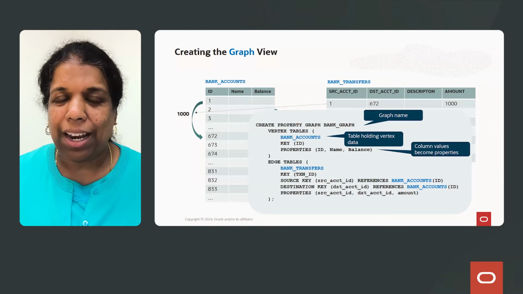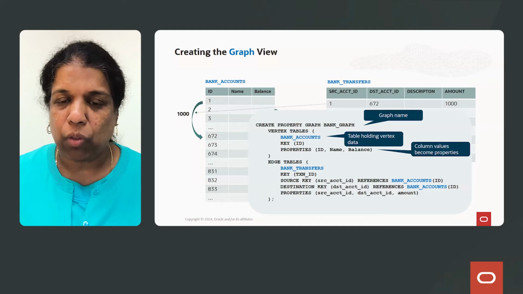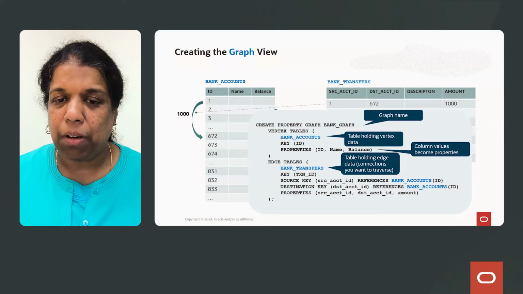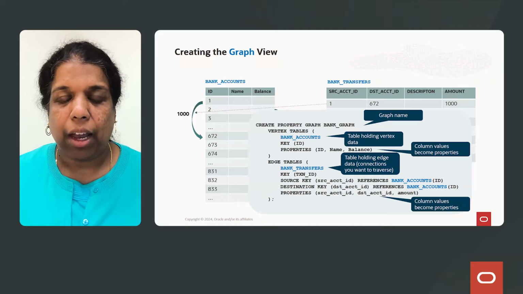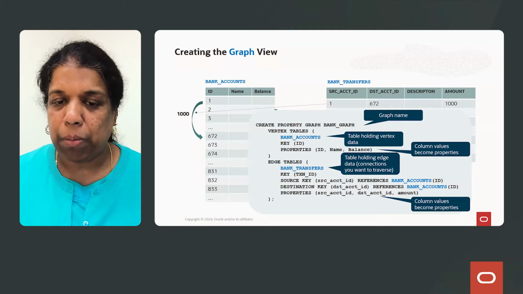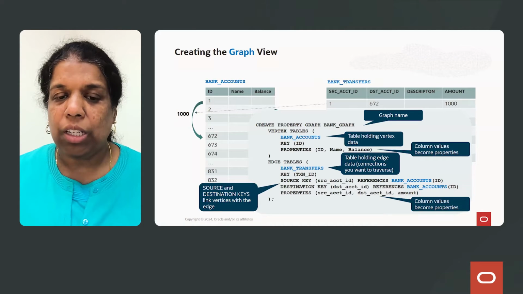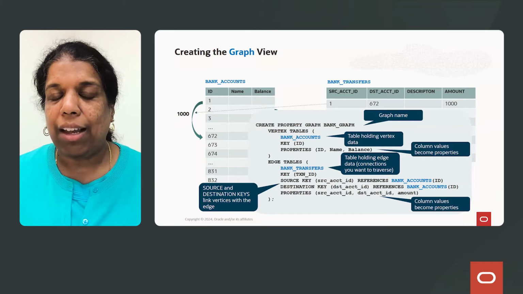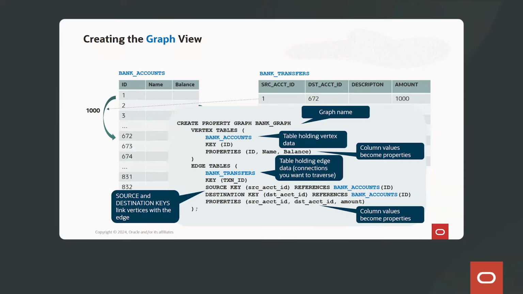So every node and edge in your graph can have properties, and the properties come from the column values for the nodes and the edges. So we've identified that as the vertex table, and then we identify the edge table containing the information of how data is connected. And once again, the column values become properties. And then you can see here in the syntax, you have the source key and the destination key that links back to the bank accounts table. So you're capturing information about how this data is connected in this graph view.